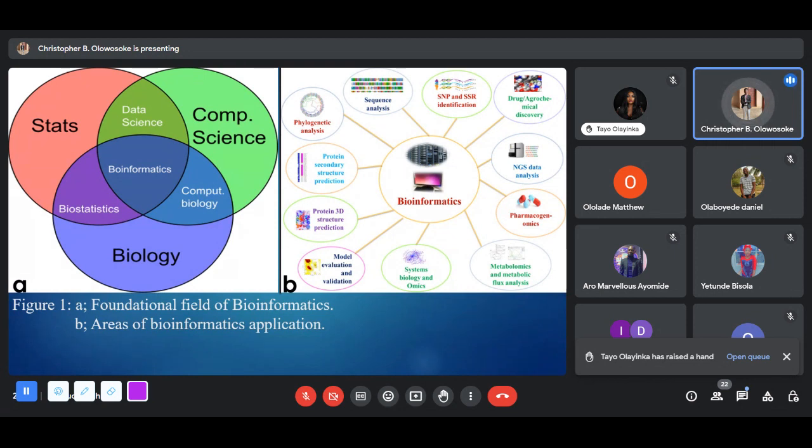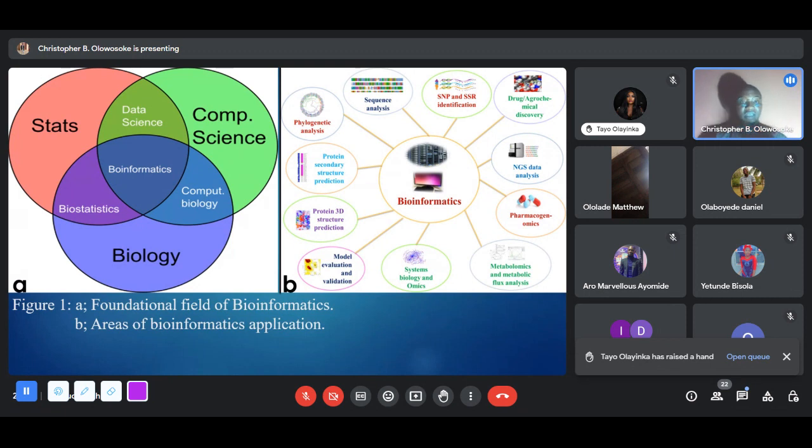So everything together is what is coming out to give us bioinformatics. We also have a second diagram that is showing us areas of bioinformatics application. Bioinformatics is applied in phylogenetic analysis. For instance, you want to know the genetic relatedness of two organisms, even organisms that are not within the same genus or species. You want to know what is making them related, what is making them close. You can easily do this with bioinformatics.